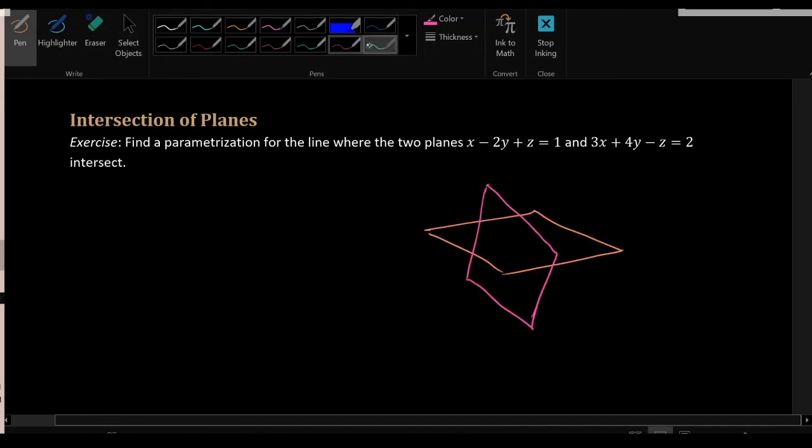To make a quick sketch, which is not at all accurate or to scale or true to life or anything, this is a rough sketch of the situation that's going on in our problem. The question is, can we find a formula for parameterization for this line?